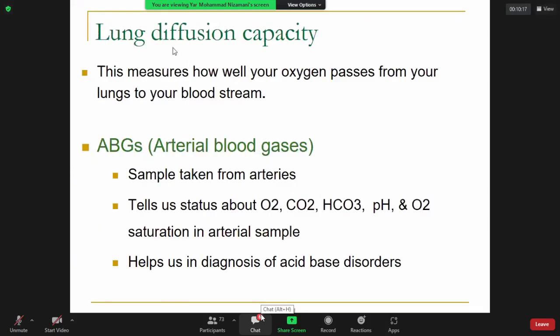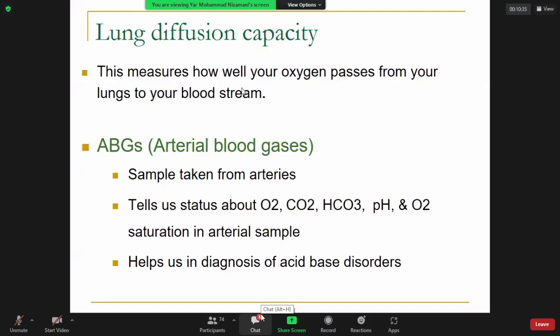The third thing is lung diffusion capacity. ये तीसरा लंग फंक्शन टेस्ट है जिससे हम डिटरमाइन करते हैं कि लंग कितना अच्छा काम कर रहा है. That is lung diffusion capacity. This measures how well your oxygen passes from your lungs into your bloodstream. नाम से जाहिर है ना, lung diffusion capacity.